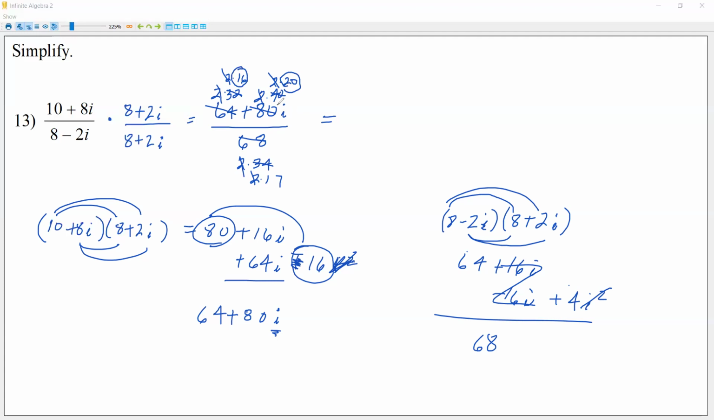Let's see what we have left. We have a 16 and a 20i, and we have a 17. And that is the simplified version of this problem, this division problem.